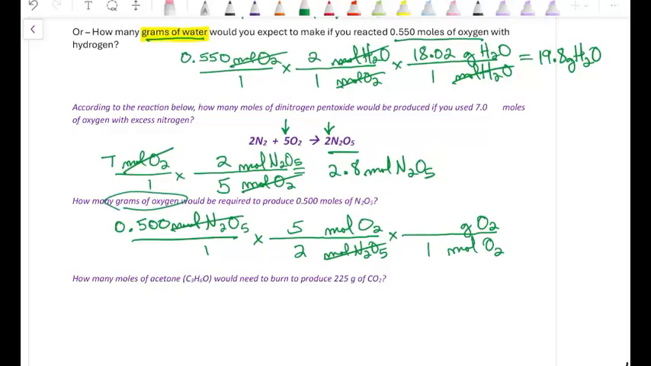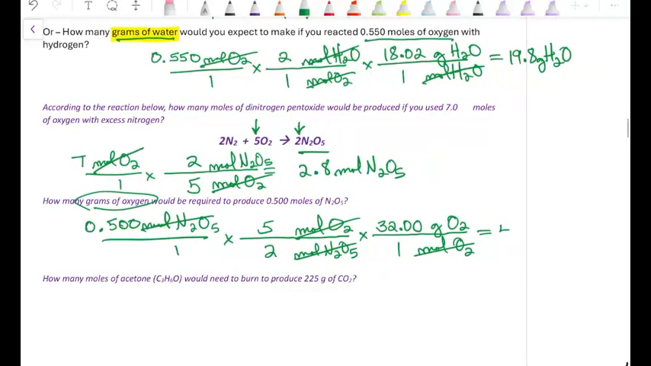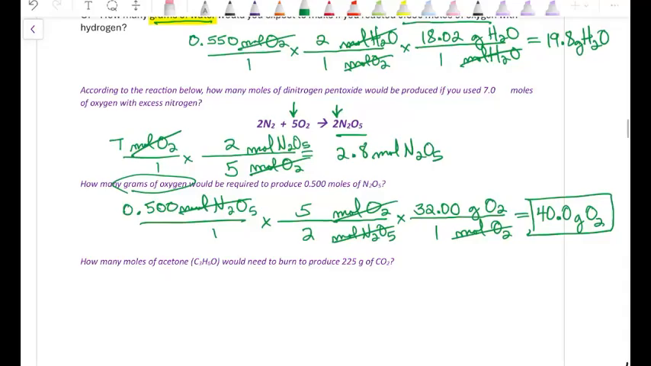And for this, hopefully you remember, anytime we have grams, we want to go to the periodic table. And so that's what I do. And I get 2 oxygen, so 16 times 2 gives me 32. So 0.5 times 5 over 2, and then times 32. And so that gives me 40. I'm going to go ahead and say 40.0 just to have 3 sig figs, grams of oxygen. Okay. All right, we have one more problem.